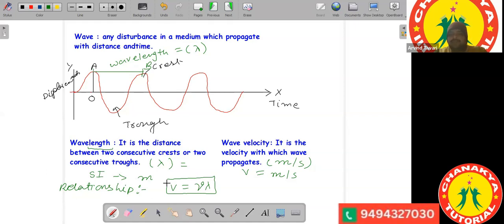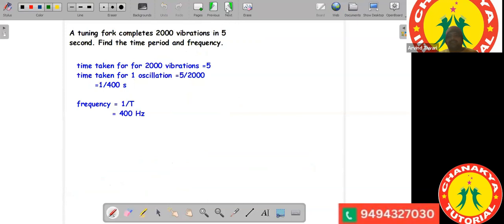Understood this topic? Okay, fine. So the relationship between wave velocity, frequency and wavelength is given by V equals nu lambda. And with this, we continue further. These are some of the terms which are important for your exams. Whenever you are going for the exams, remember these definitions: wave, wavelength, wave velocity, frequency, time period, oscillation, all these things.